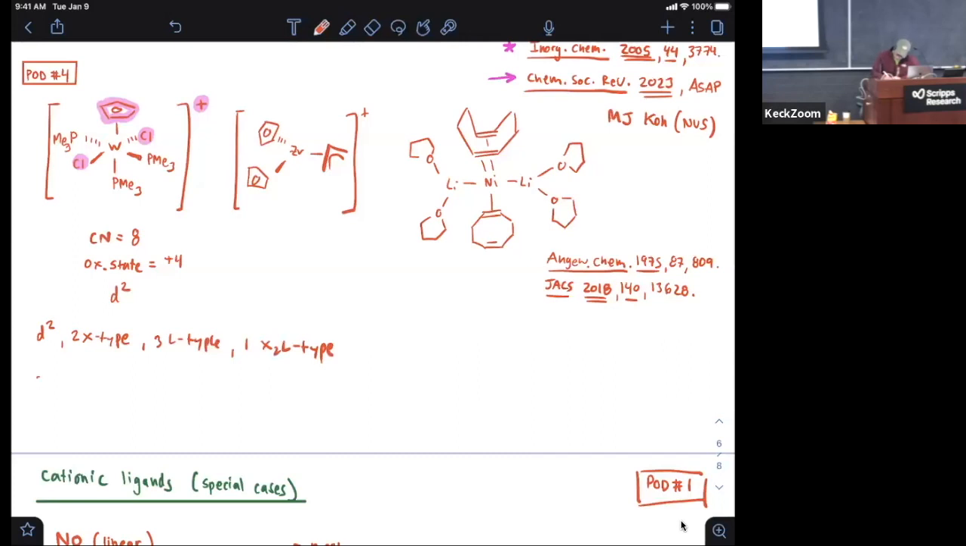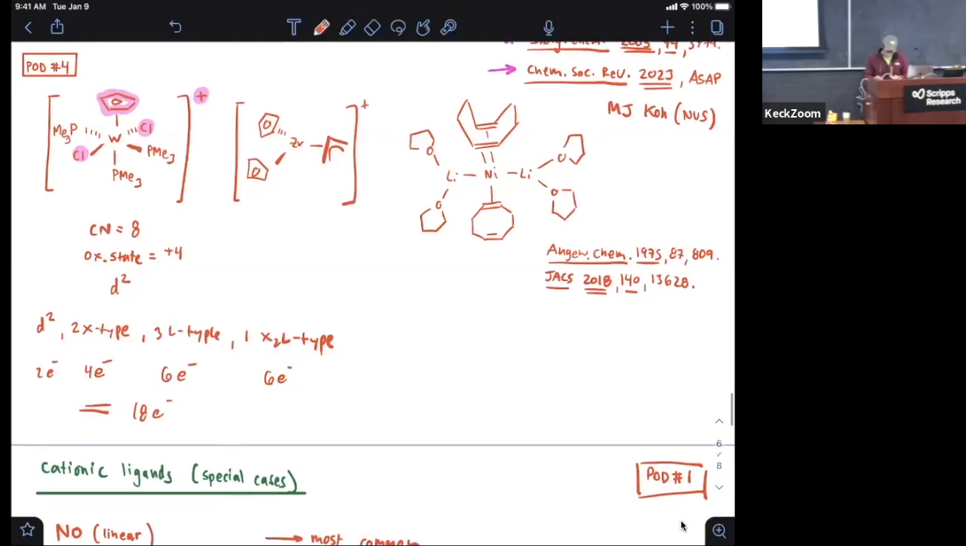Okay, so let's put all this together. 2 electron count from D2, 2 X-type ligands is how many total, Jared? 4. 3 L-type will be how many? 6, and then 1 X2L type will be 6 again, for overall 18 electrons. Any questions on that one? Beautiful, Jared.